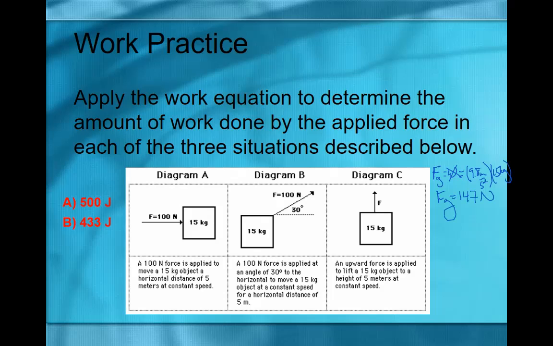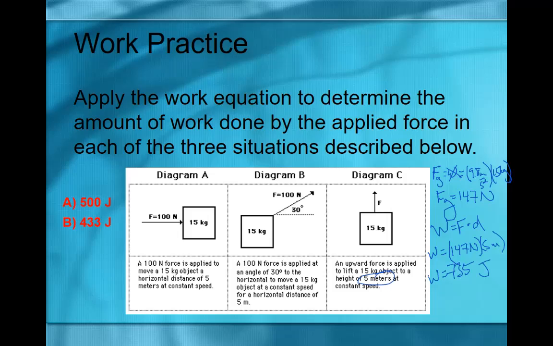Then we can do force times distance. So work equals force times distance. Work is equal to 147 newtons times the distance, which we said again is 5 meters. And we end up getting work is equal to 735 joules. Okay, there's your Newton meter.